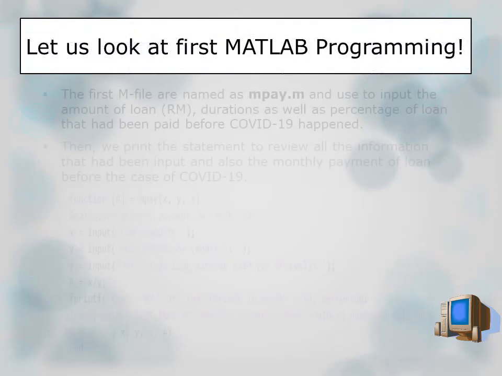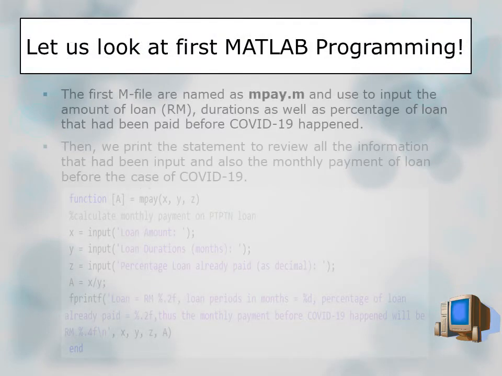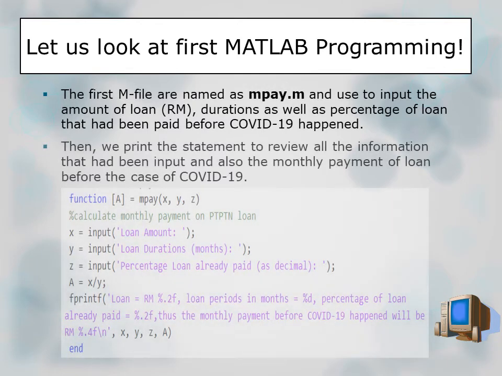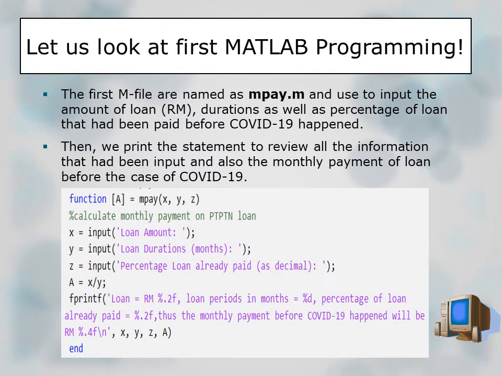The first M-file is named mp.m and is used to input the amount of loan, duration, as well as percentage of loan. Then we print a statement to review all the information that has been input. So this is the MATLAB program for mp.m.